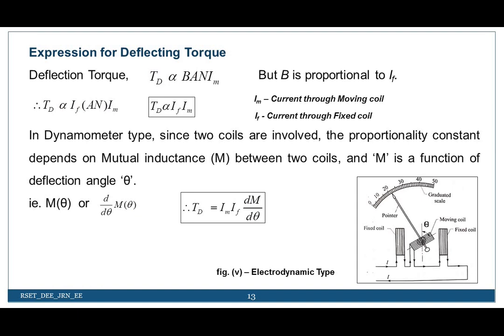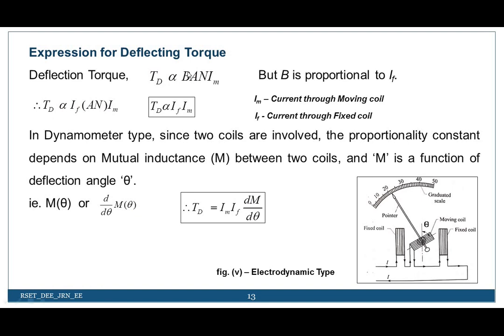Now, therefore, I can write TD proportional to, replacing B with IF, IF into A into N into IM. N is held in bracket because it is constant, fixed at the time of construction. So I can write the deflecting torque is proportional to IF and IM. In the dynamometer type, since two coils are involved, the proportionality constant depends upon the mutual inductance between the two coils, represented by M. And M is a function of the deflection angle also.